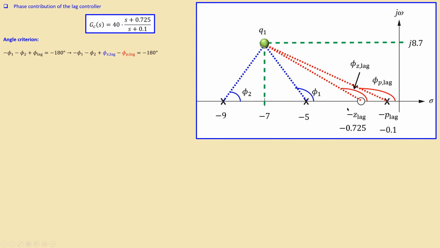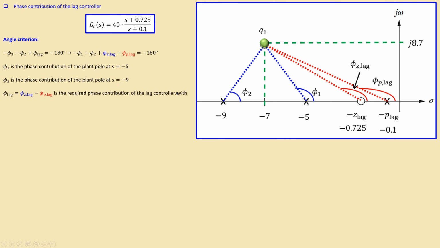So if I now calculate, again phi1 is the phase contribution of the plant at -5, the other one is -9, and this is for the lag written out in more detail. And we would like to of course check if this is really the case for this lag controller. So let's check that. Phi1 is the phase, and calculating this one is more easily done by 180 degrees minus the arctangent of this height divided by the length, again shown in more detail, which is 103 degrees.